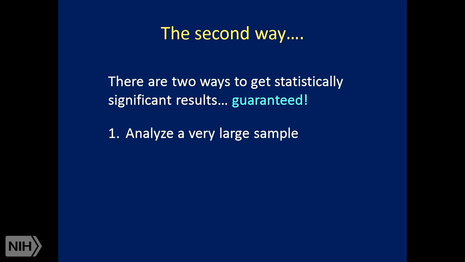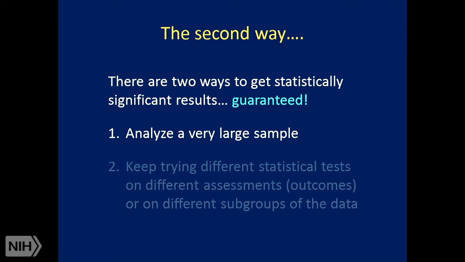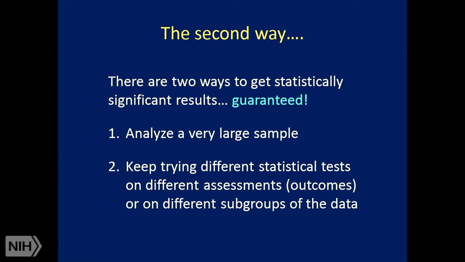So there's the second way. Remember, there was the first way. There are two ways to get statistically significant results, guaranteed. Remember the commercial, guaranteed. You can analyze a very large sample, or you can keep on trying different statistical tests on different assessments, on different outcomes, on different subgroups. Keep on trying, and for sure, you will find something statistically significant. I guarantee it.